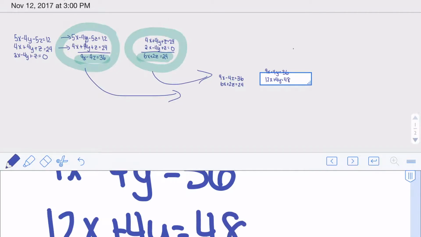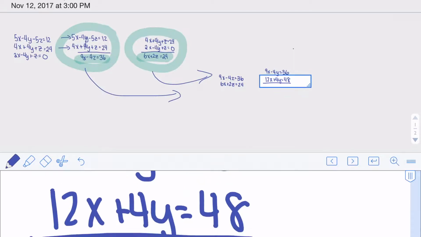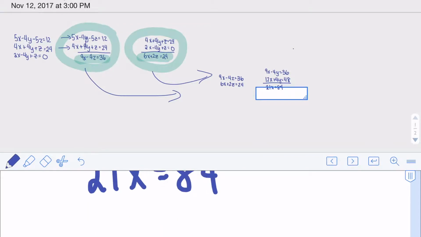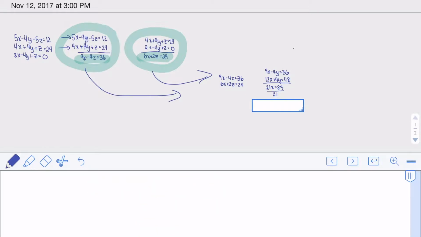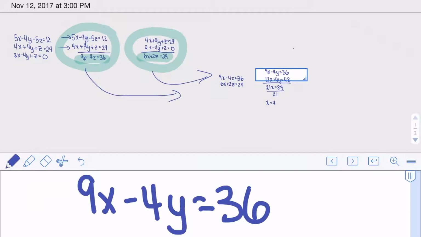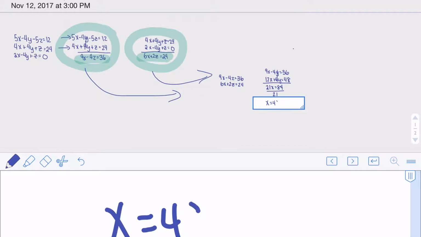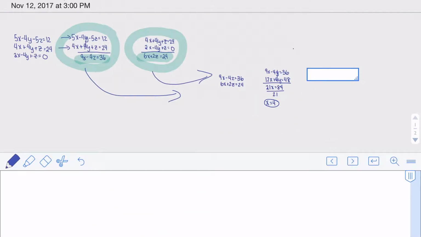So you can multiply the bottom equation by a positive 2, leaving you with the equation 12x plus 4y equals 48. So now write out the equations again, and you have 9x minus 4y equals 36 on the top, and then below is the new equation 12x plus 4y equals 48, leaving you with 21x equals 84. Now you can divide each side by 21, leaving you with x equals 4.